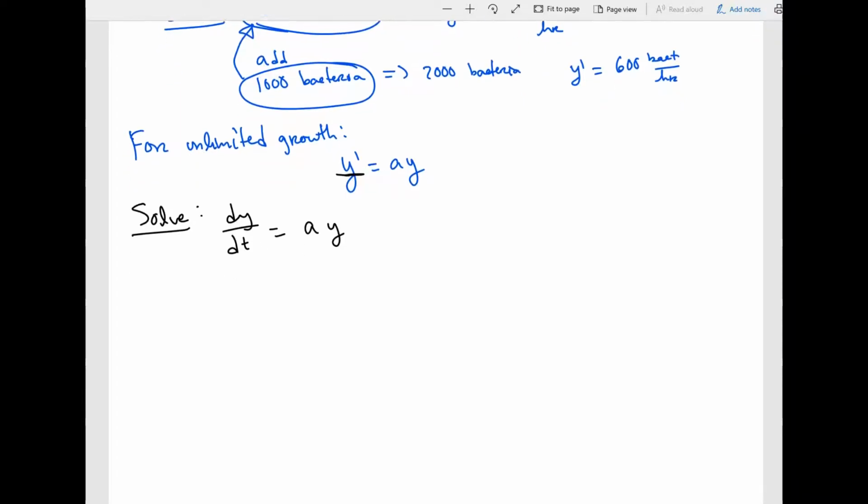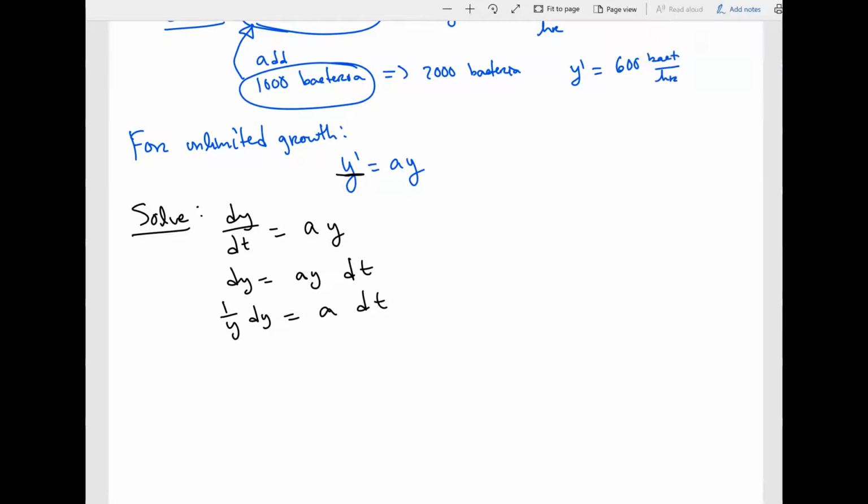We're going to use separation of variables. So I'm going to move the dt over, so I'm going to have dy is equal to ay dt. And then I'm going to move the y over, so I'm going to have 1 over y dy equals a dt.